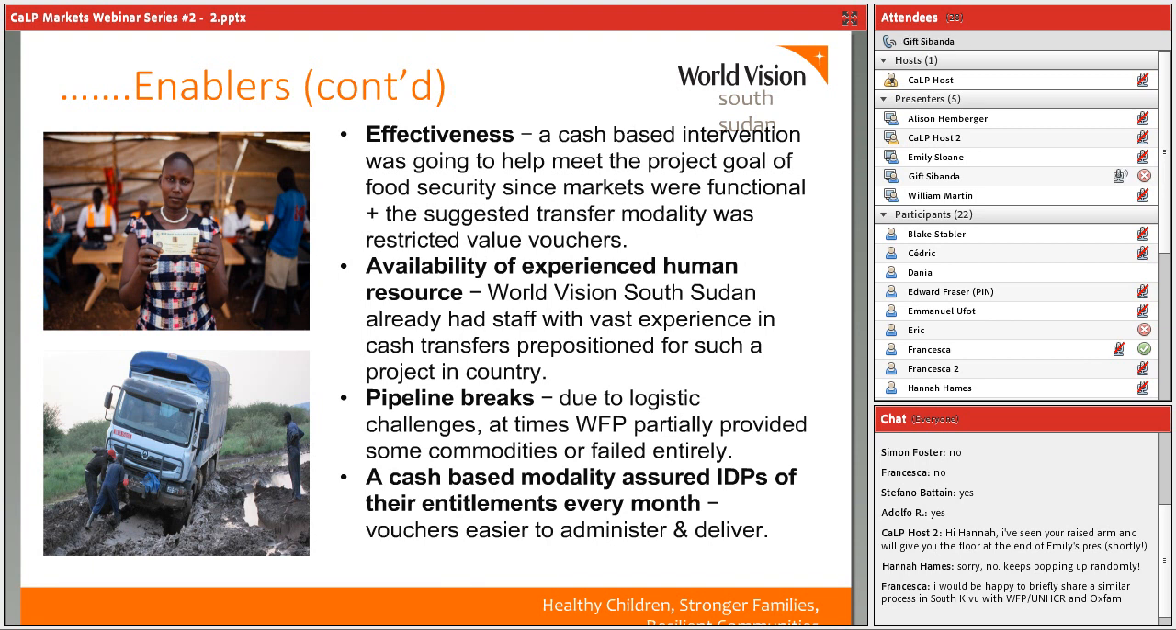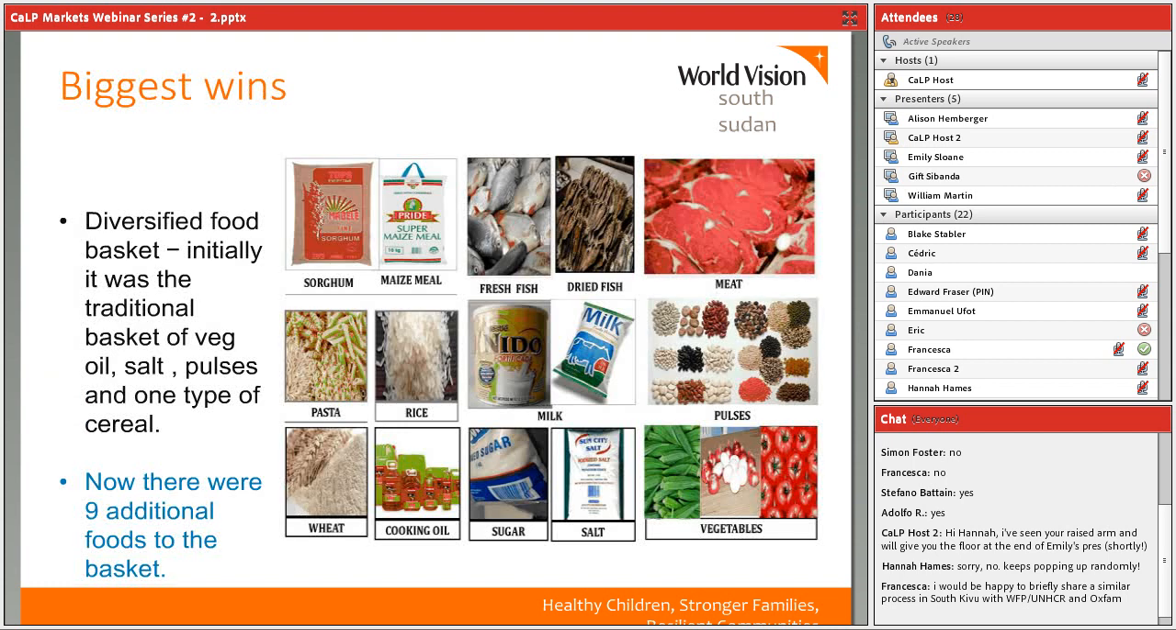World Vision also had the expertise and the technical staff available to manage a cash transfer program within that particular context. Also, one of the challenges that we were facing was that WFP, due to pipeline breaks, had logistical challenges. Sometimes food was partially provided or totally failed in terms of the provision. So a cash-based modality would make it easier, because vouchers are ordinarily easier to deliver and to administer.